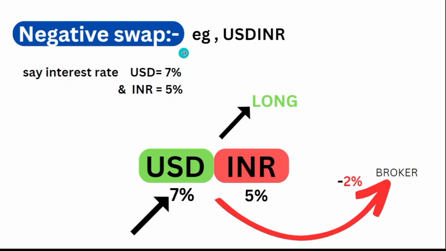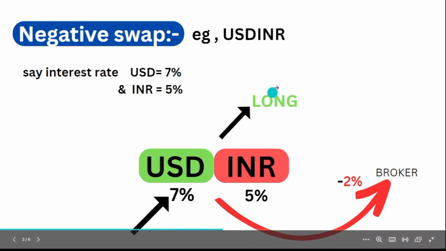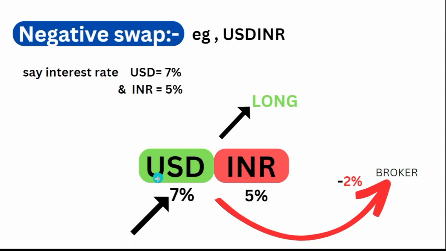Negative swap. Say for example you are trading USD INR. Say the interest rate for USD is 7% and for INR is 5%. I'm just taking an example, this is not a correct figure. Say you are trading on that pair and you went long and held that position over the night. What happens in case of long? You borrow the USD and give the INR to the broker.